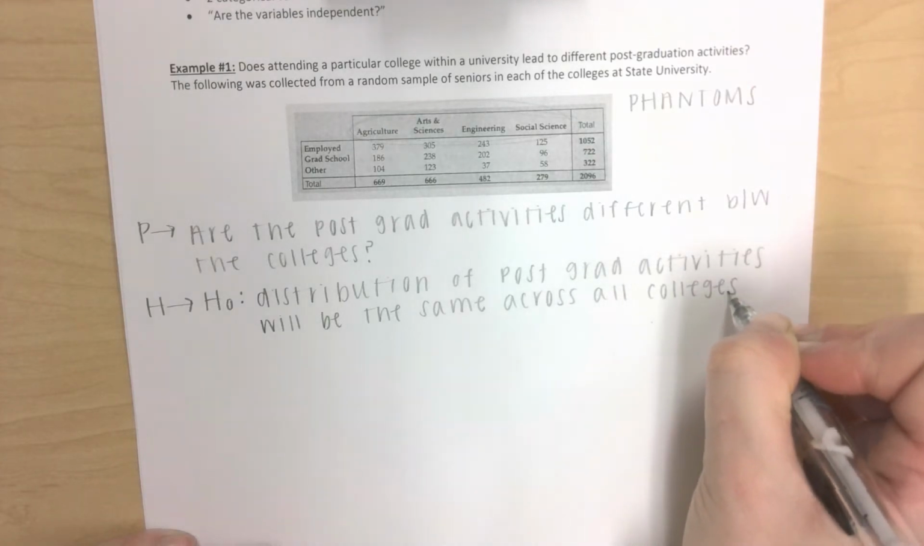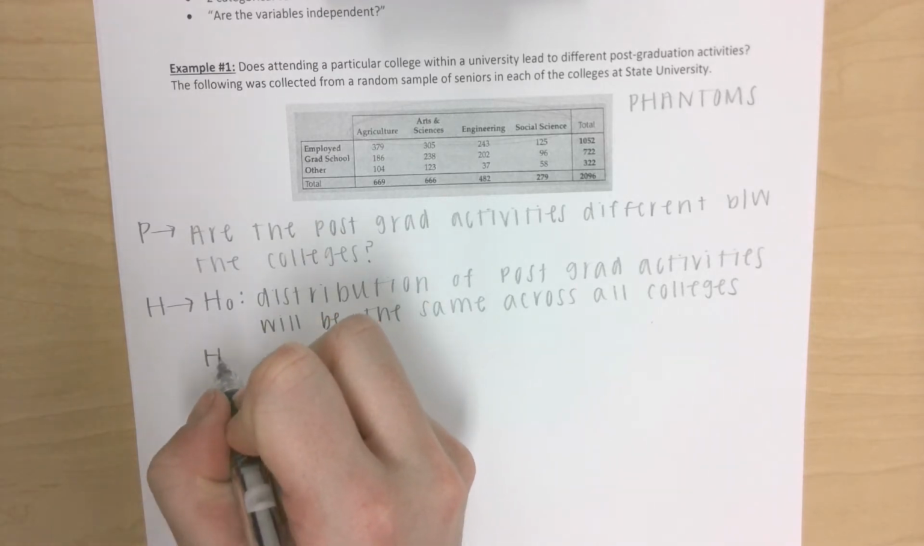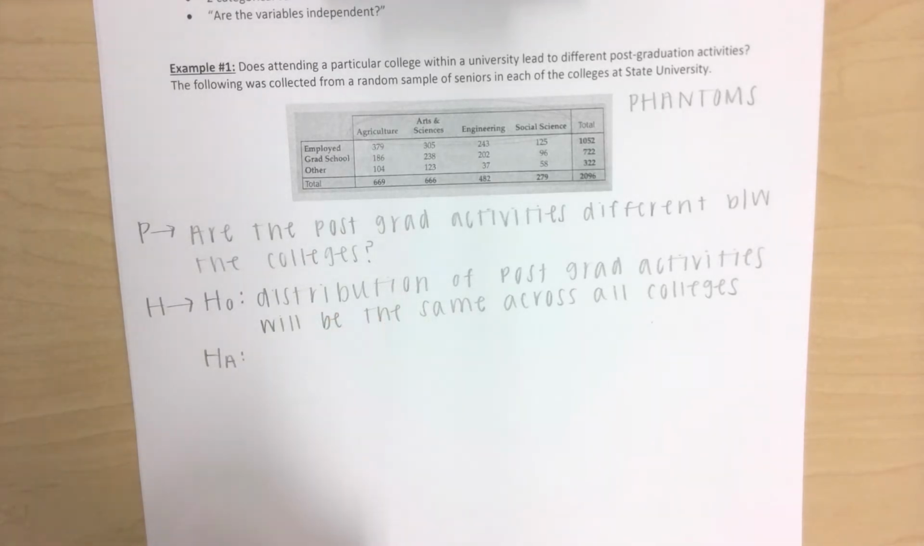So I'm going to assume that it doesn't matter if you were in engineering or if you were in social science. I'm going to assume here that the distribution or the alignment of employment versus grad versus other is about the same. Alternatively, we'll try to show that this distribution of post-grad activities is not the same.